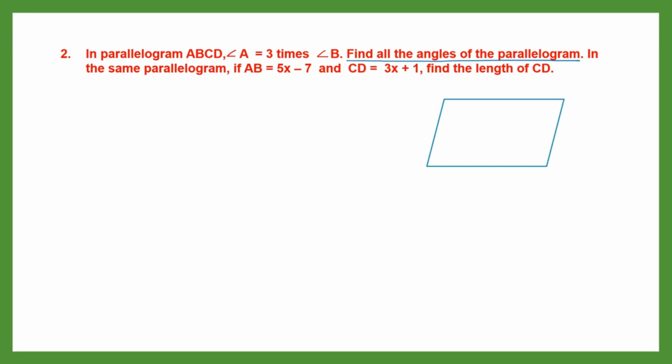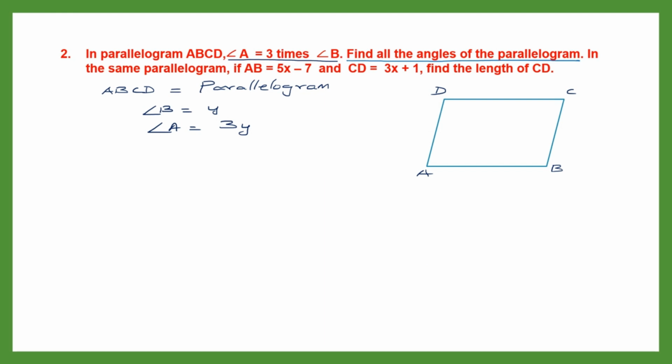We are given that ABCD is a parallelogram. So first we write that parallelogram. Then what else is given to us? We are given that angle A is 3 times angle B. So let angle B be equal to y. Then angle A is 3 times angle B, that means it will be 3y. So all this is given to us. ABCD is a parallelogram, angle B is equal to y and angle A is 3y because it's 3 times angle B. Now we are going to find out all the angles.